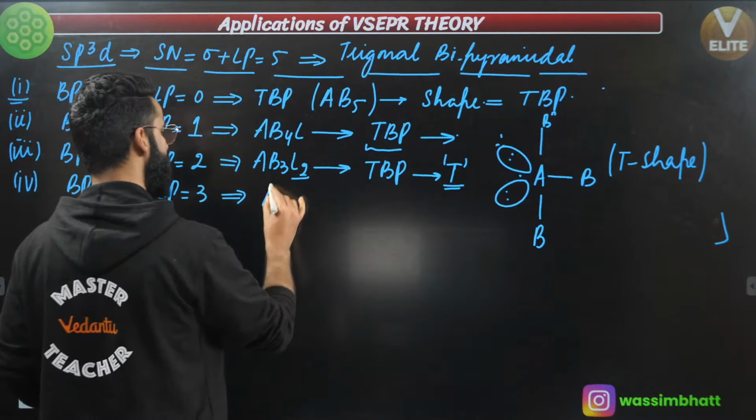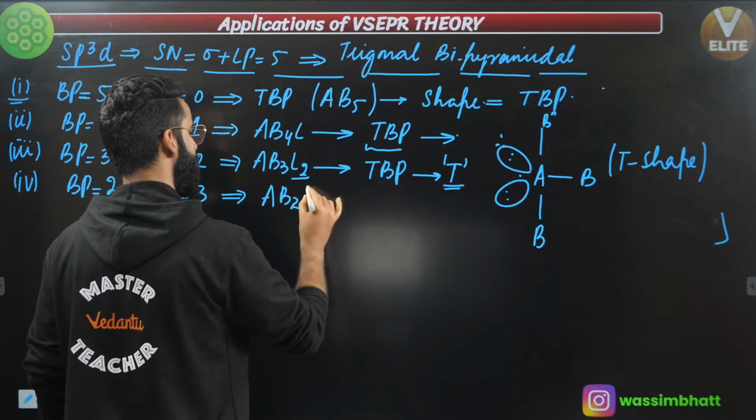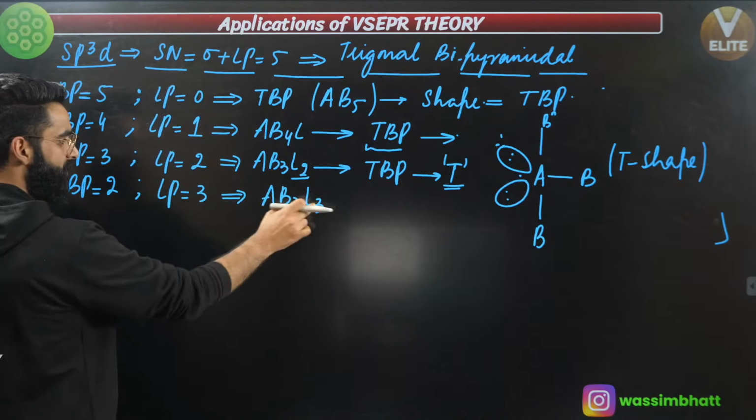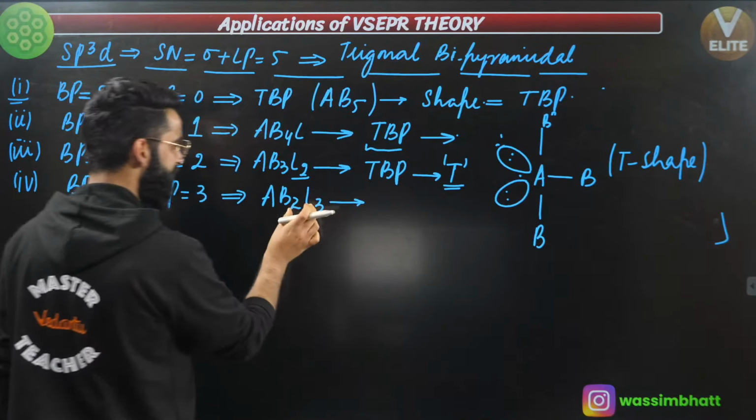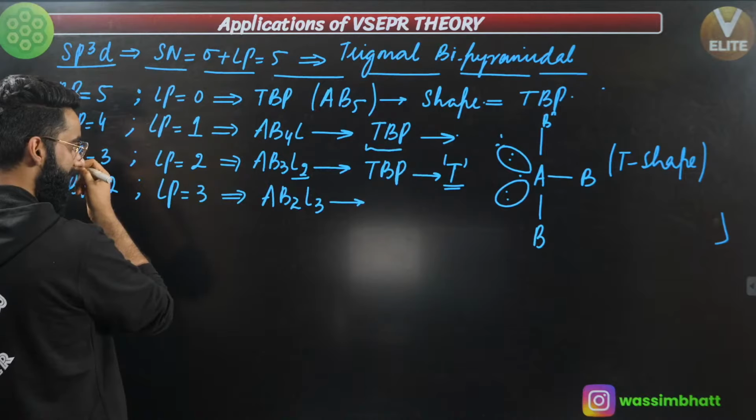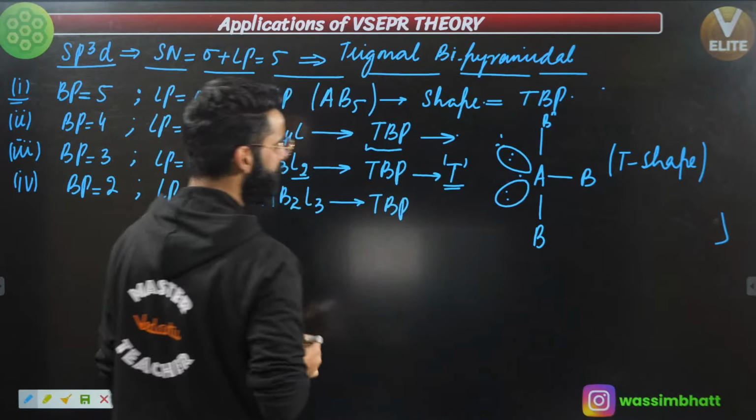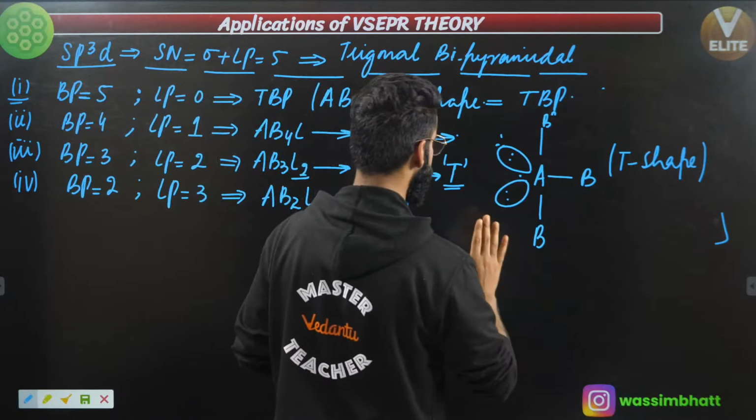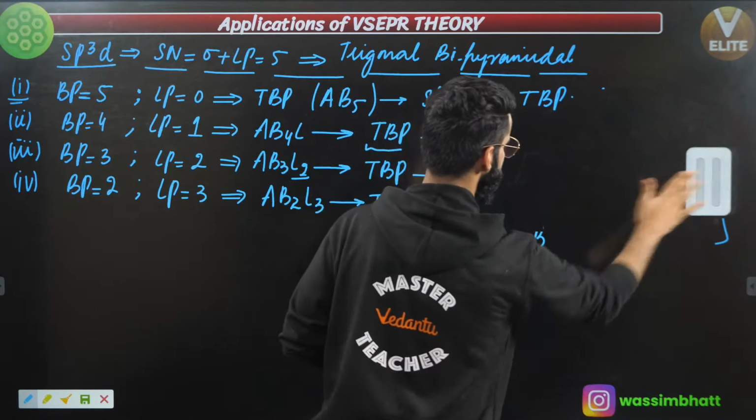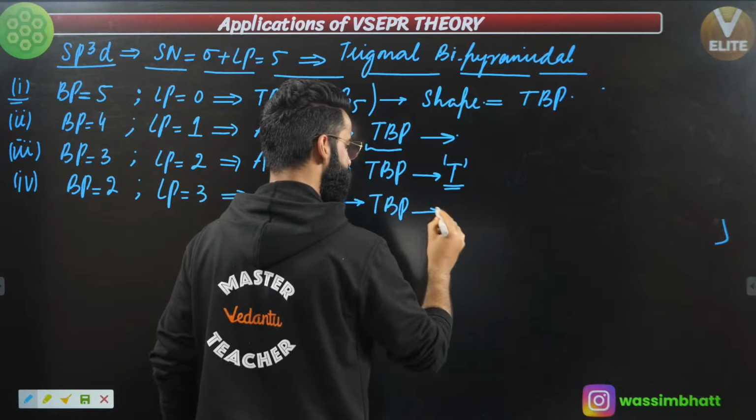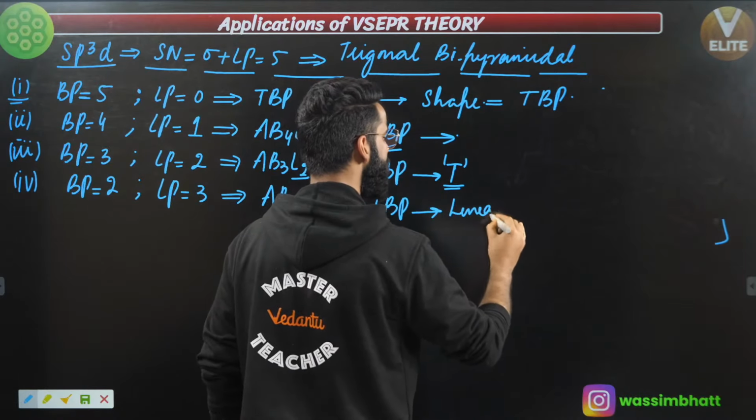Which type of the molecule? It's going to be AB2L3 type, right? 2 bond pairs, 3 lone pairs, correct? Since steric number is 3 plus 2, 5, so hybridization is sp3d. So again, the geometry is trigonal bipyramidal. But what about the shape? See guys, how the shape is going to be now. I'm sure this part is clear. Its shape is going to be linear. How come it's going to be linear?